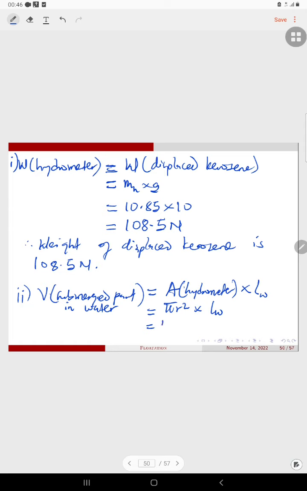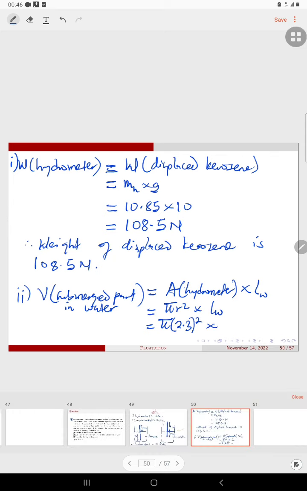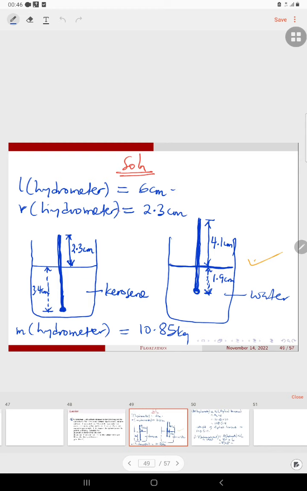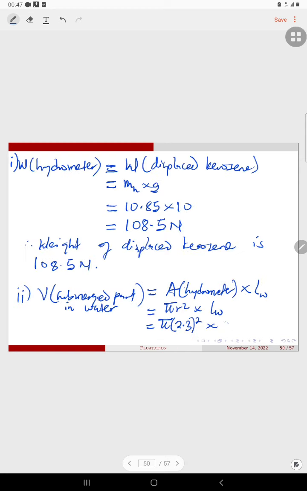So what do we get? Pi, our radius was given as 2.3, squared, times the length of the submerged part in water, which according to this is 1.9. So I multiply by 1.9. And when we calculate, pi is a constant, so our calculator gives us this answer directly: 576. The volume is going to be in cm cubed. So that will be the second part of the question.